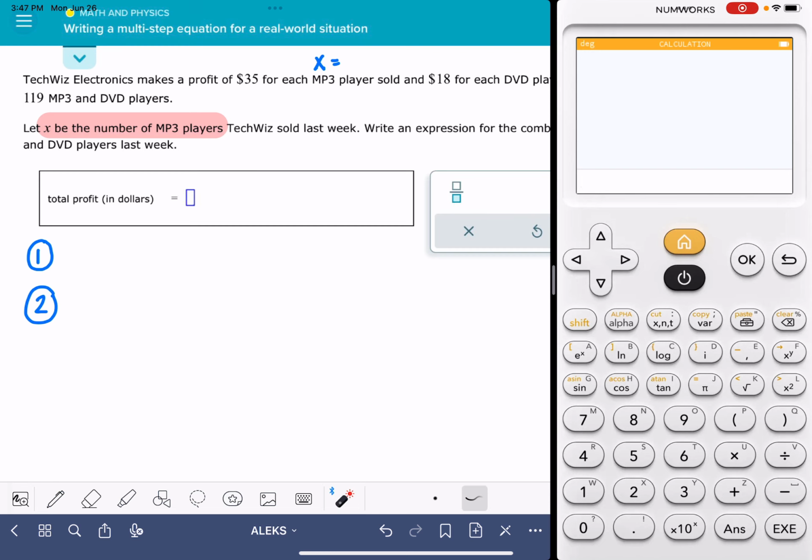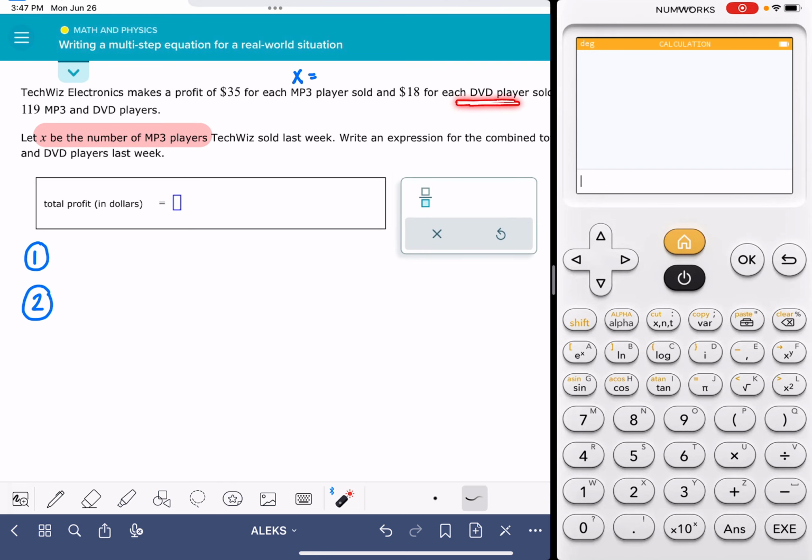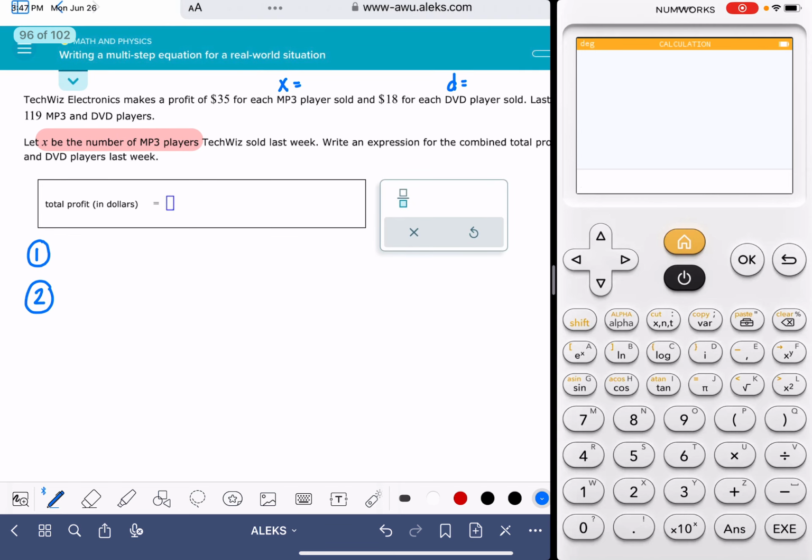There is always going to be a second variable. My second variable is DVD players. ALEKS doesn't tell me anything about which letter I should use to represent the DVD player. So I'm just going to make one up on my own. I'm going to use D for DVD player. Now this is a really big deal. You pay attention to this.